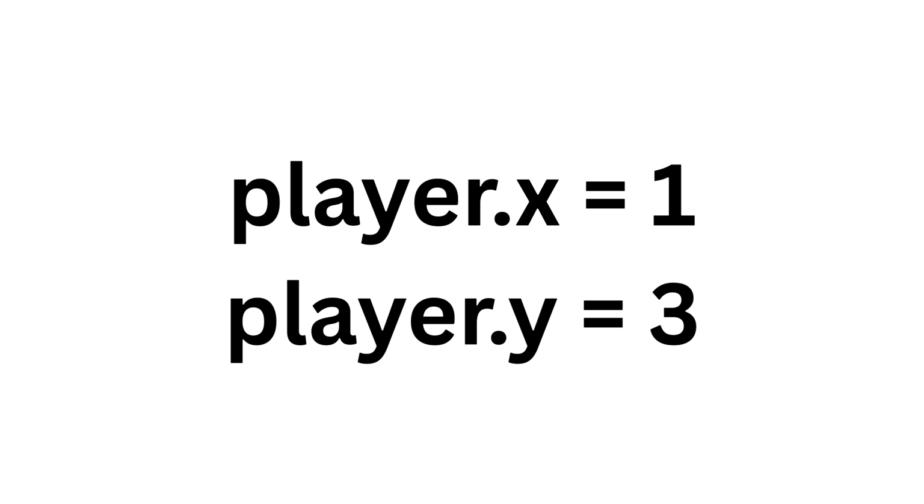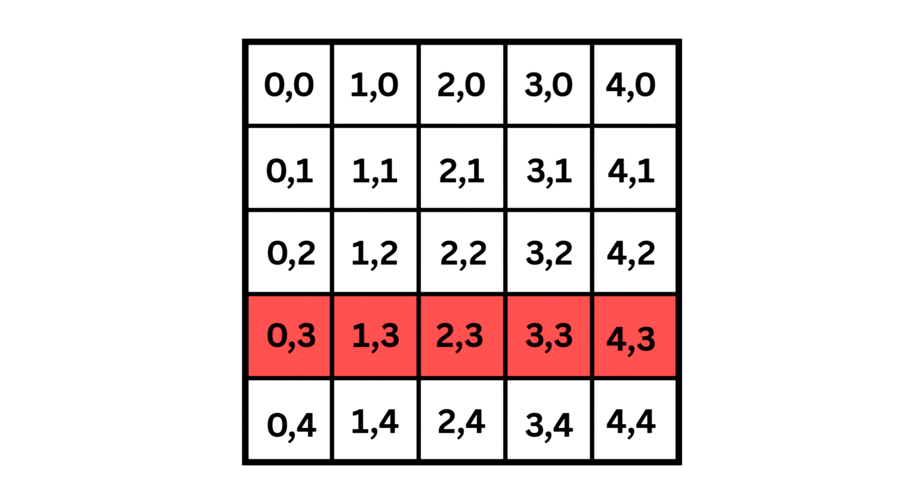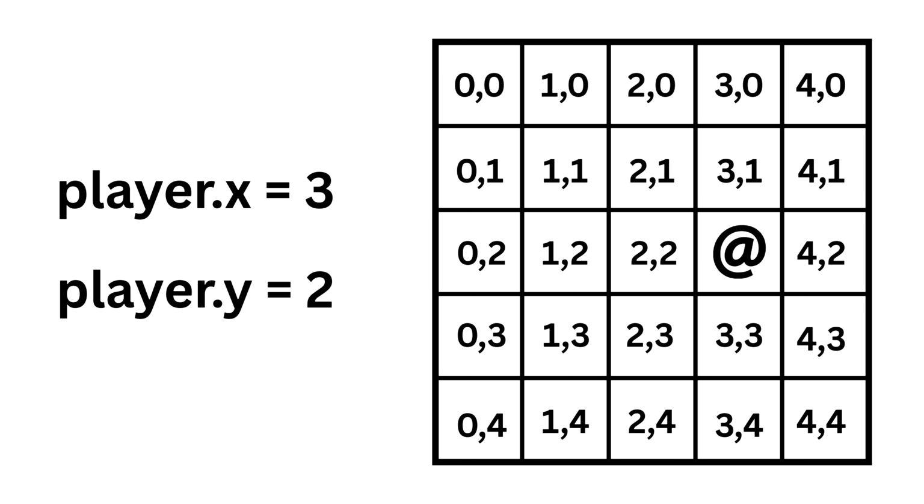Let's say we want to place the player at tile 1, 3. To find the correct cell to place the player in, we'll first find the row that matches the player's Y position. Then we'll find the column inside of that row that matches the player's X position. This is what placing the player in cell 3-2 would look like, cell 4-1, and finally cell 1-3.